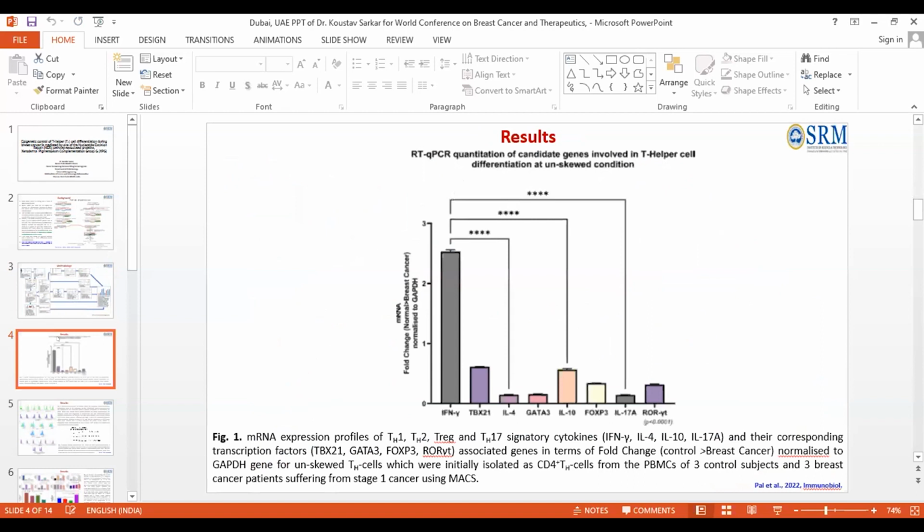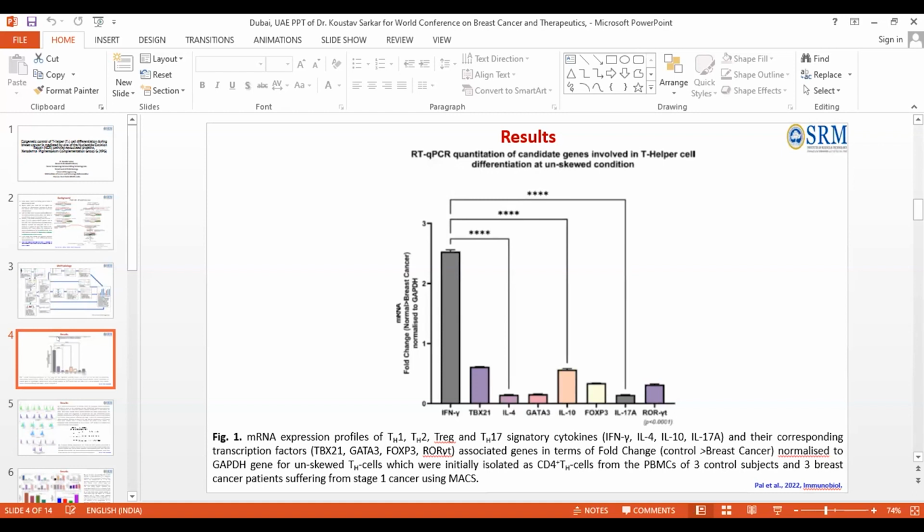Now we come to the first slide, where we show the RT-qPCR quantitation of the candidate genes involved in T helper cell differentiation in the unskewed condition, that means in the naive T helper cell population. If you compare the fold change of normal over breast cancer, IFN gamma and TBX21 are high, but IL-4, GATA3, IL-10, FOXP3, IL-17A and ROR gamma T are very low. This mRNA expression profile clearly indicates that in the normal scenario, Th1-specific cytokines and transcription factors are highly expressed compared to breast cancer patients.